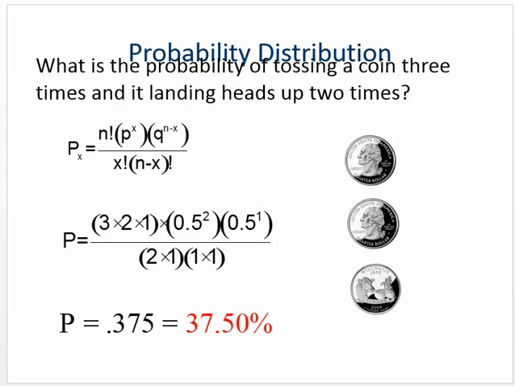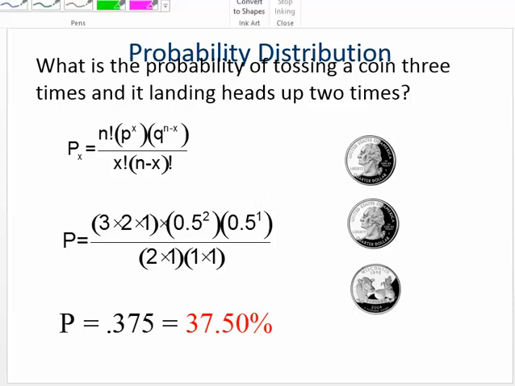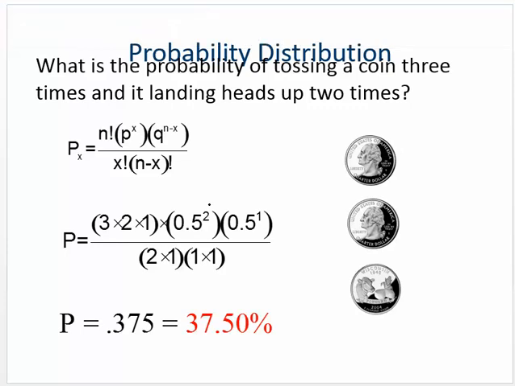Some things I want you to understand about this. These two exponents right here are going to add up to 3. Why? Because we're going to toss it 3 times. If this number here was 4, then they would have to add up to 4. However many times you're going to toss it is what these two exponents have to add up to.